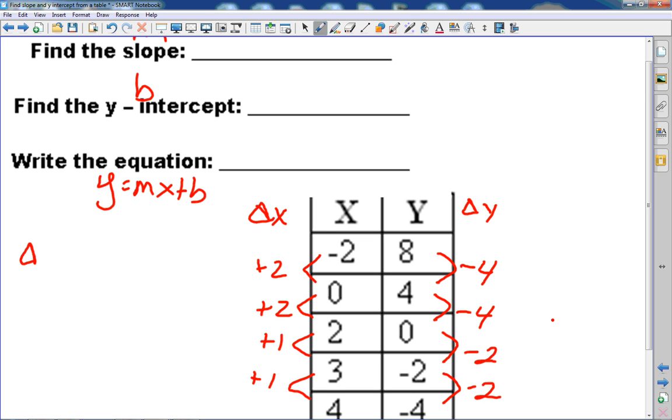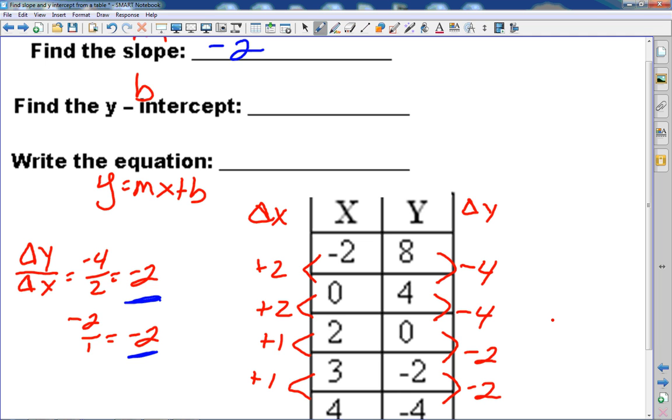So now I do delta y over delta x. Negative 4 over 2 is negative 2. Then I have negative 2 over 1, and that is negative 2. Okay, well, there is my slope. These are my slopes. It's linear because it's the same, so my slope is negative 2. Now my y-intercept. Some of you, I'm going to point out in a minute on the graph, we should be able to see this.